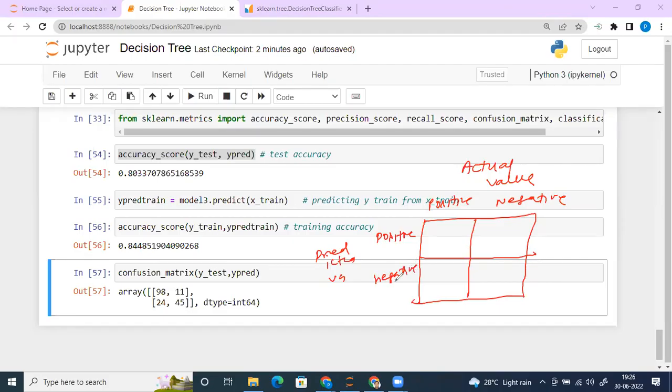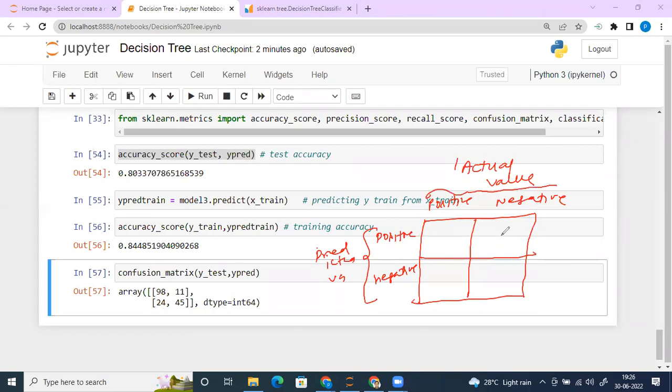Now see everyone, how will you read it? That is very, very important. Remember, some of the websites or books you refer to can take the predicted value on this side and the actual value on this side. But remember your actual point that you should consider. Just give me a second. Understand how we should read it. On this side we are getting predicted values, and on this side we are getting actual values.